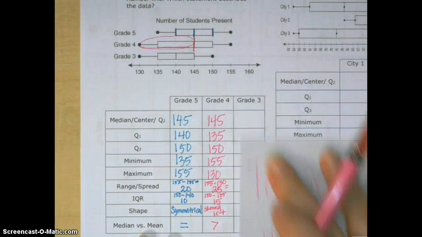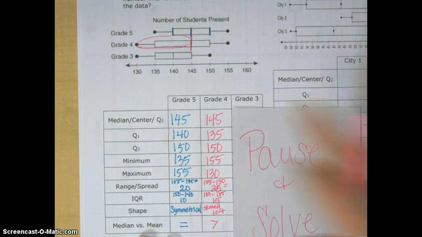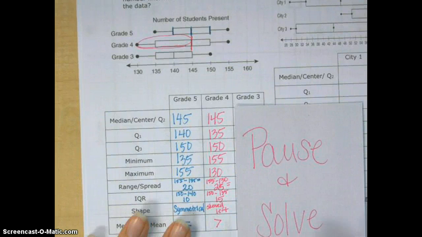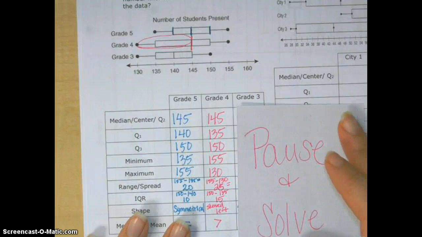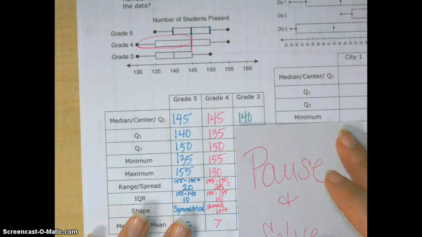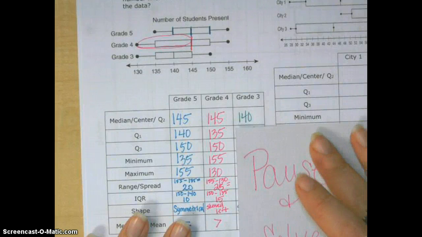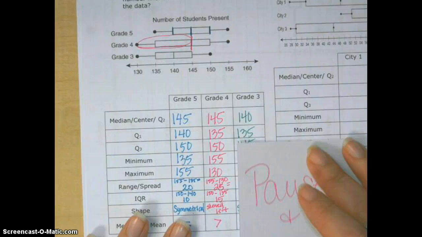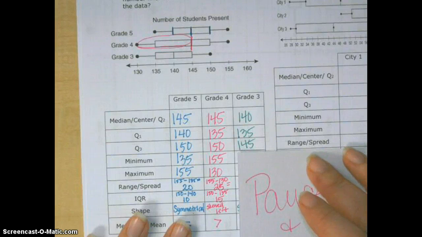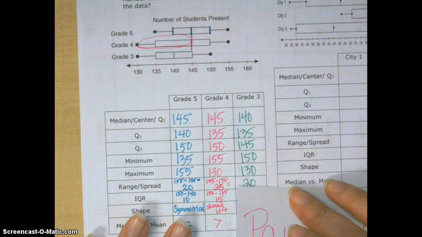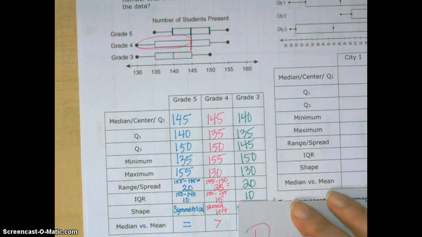All right, now pause and solve grade 3. Pause. You better pause it. Okay, so hopefully you actually did it. Want to be truthful here. All right, so here we go for grade 3. The median is 140, or center, or quartile 2. It could be called any of those things, so make sure you know that. Quartile 1 is 135. Quartile 3 is 145. The minimum is 150. The maximum is 130. The range or spread, it can be called either one, is 20. The IQR or inner quartile range is 10.